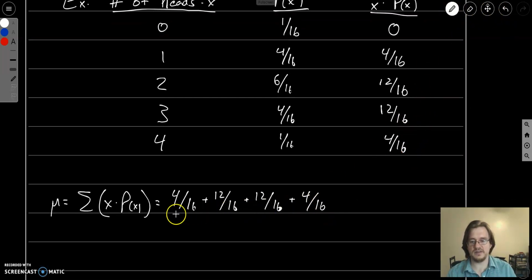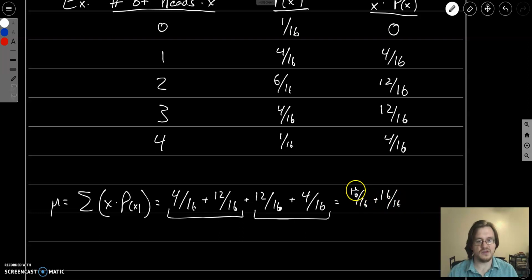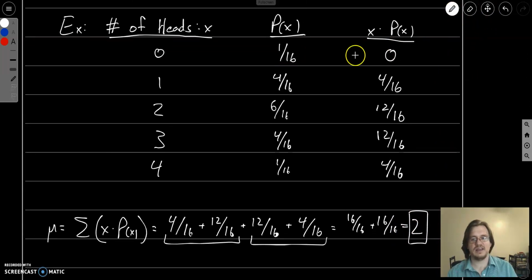And this is relatively easy. These two add up to 16/16, and these two add up to 16/16. 16 divided by 16 is 1, 16 divided by 16 is 1, so the mean is 2. And this makes sense. If we're going to flip a coin 4 times and count how many heads we're going to get, you would expect, sort of on average, that you get 2 heads. So this makes sense for a mean for this.